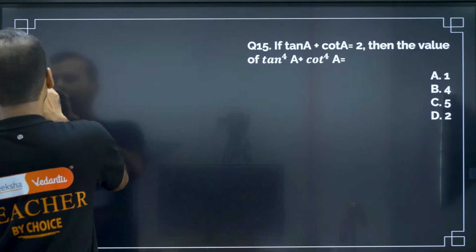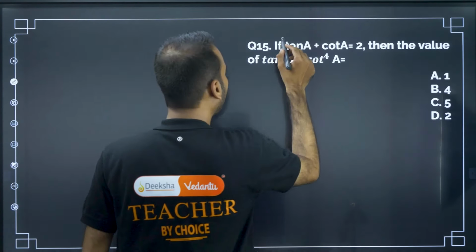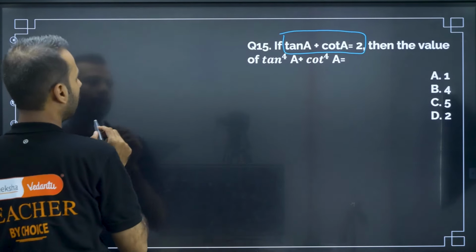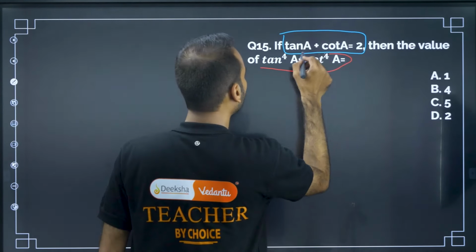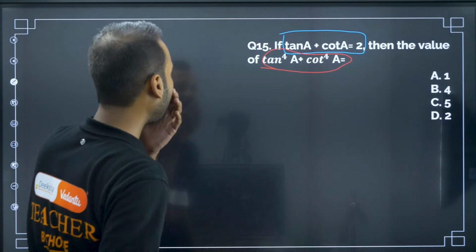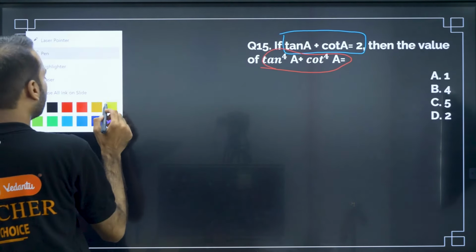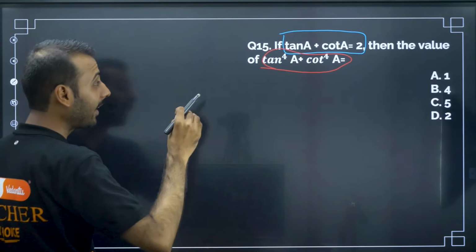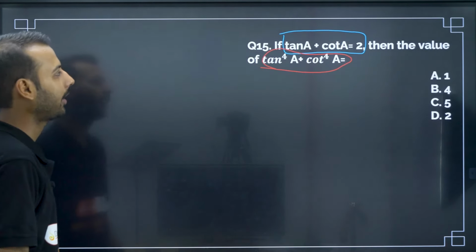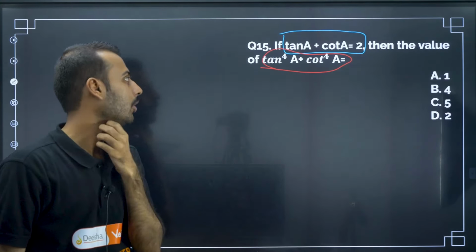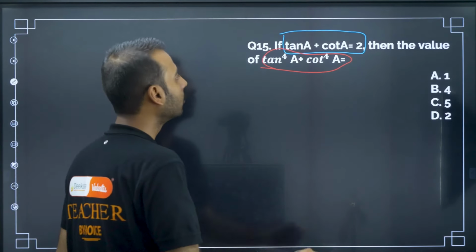If tan a plus cot a is equal to 2, then what are they asking? They are asking to find the value of this. If tan a plus cot a is equal to something they have given, tan a plus cot a is equal to 2, then the value of, what are they asking? They are asking to find the value of this. So tan a plus cot a is 2.